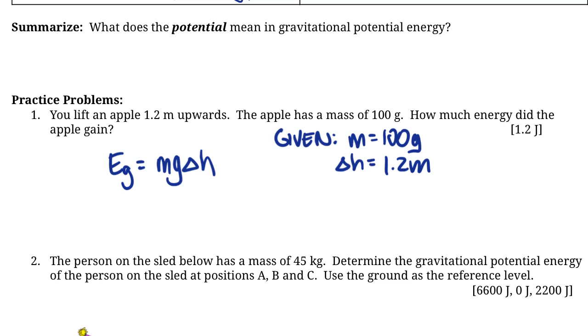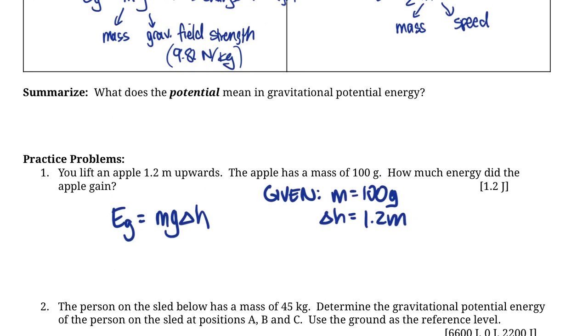Now, one thing you should realize about this, is there anything we should keep in mind? Well, if you look at the units for gravitational field strength, 9.81, is newtons per kilogram. And because of that, we should actually convert this to kilograms. 100 grams is 0.1 kilograms. Now that we have everything, we can just plug it into the equation.